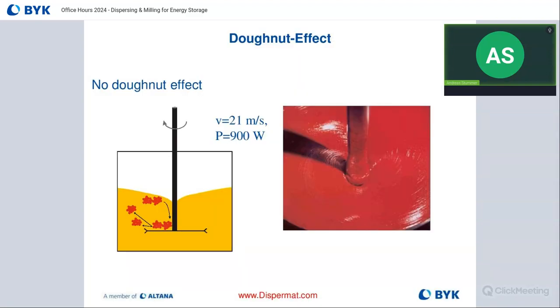In this case here, we're running with 900 watts of energy input. We're also at 21 meters per second. It's not a problem. We are putting in a lot of good energy. We don't see a donut because the material is really thick, so it has a very hard time to actually form a donut.